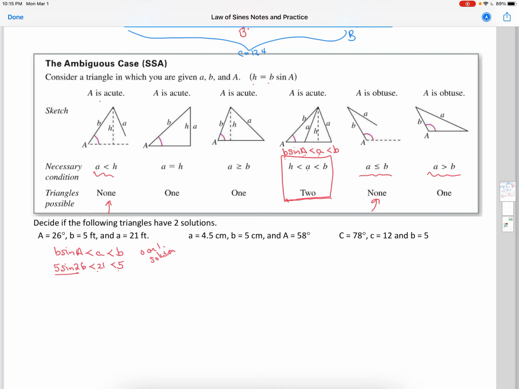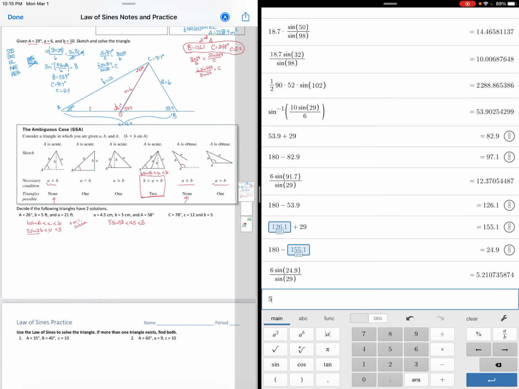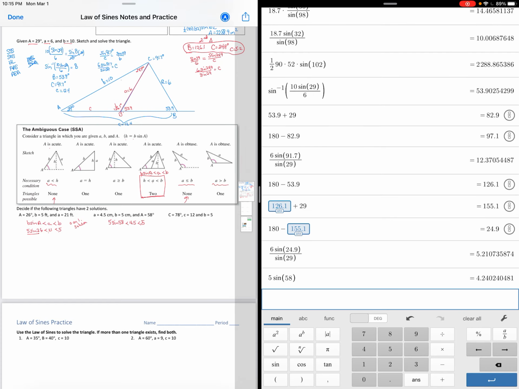Here's our second problem, so let's try it again. Is 5 times the sine of 58 less than, so B times the sine of A, less than A, 4.5, less than B, 5? This has potential, right? So we could potentially have 2 triangles here. Let's check it out. What is 5 times the sine of 58? We get 4.2. So is 4.2 less than 4.5 less than 5? Yes. So there are 2 triangles.